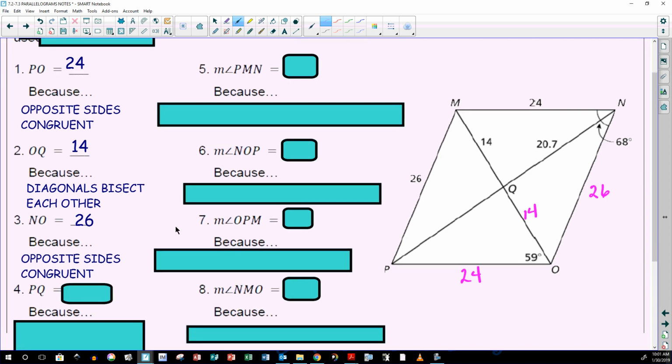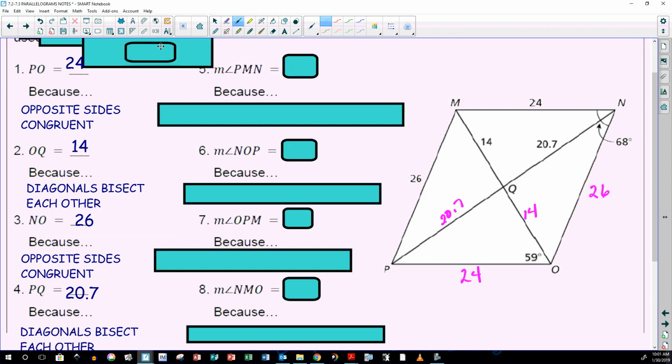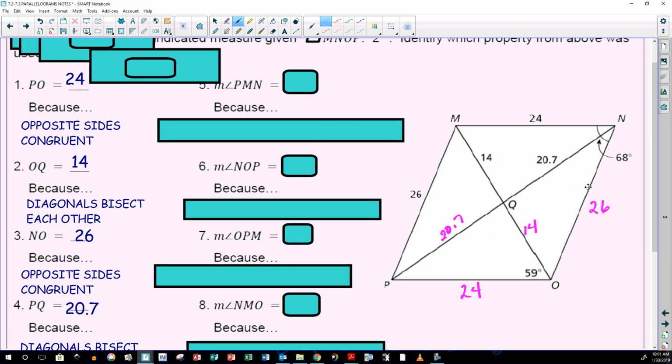Scroll up. PQ. PQ would be this part of the diagonal, so it's going to be 20.7. And it is 20.7 because diagonals bisect each other. Now, keep in mind that you now know all the segments of your parallelogram. So now we're going to find the angles.